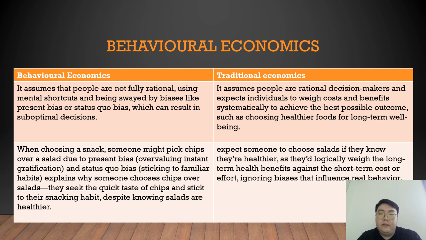This differs from traditional economics, which assumes people are rational decision makers, systematically weighing costs and benefits to maximize their long-term well-being. In this view, if someone knows salads are healthier, they logically choose them, focusing on long-term health benefits over the short-term cost of effort of preparation. But traditional economics ignores biases like present bias or status quo bias, which behavioral economics shows are key to understanding real human behavior and why people often make less rational choices, like picking unhealthy snacks like potato chips over salads.